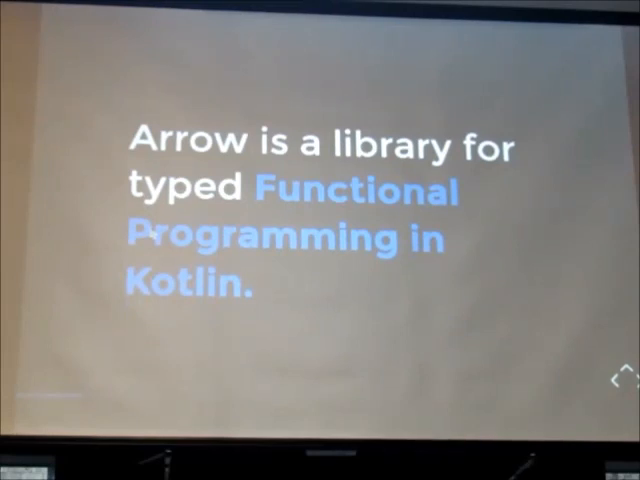Yeah, and that's where Arrow comes in. Arrow is a library in Kotlin for typed functional programming. What that means is that Arrow provides a whole bunch of abstractions for you to use out of the box to write more functional code and to reduce the amount of boilerplate that you have to write to achieve these things.